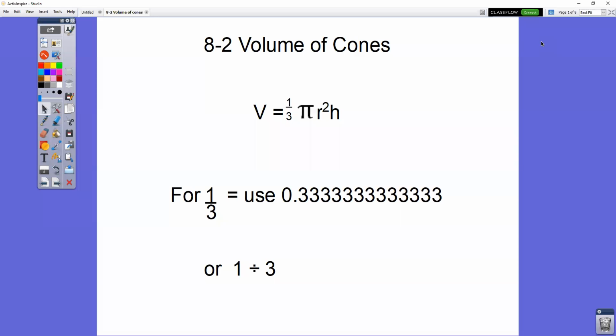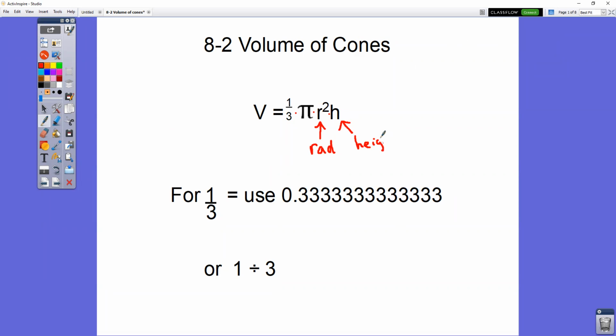So this is the lesson for 8-2, which is volume of cones. All right, the formula for volume of a cone is 1/3 times pi times r squared times h. Just like yesterday, the r in r squared stands for radius, and the h stands for the height.